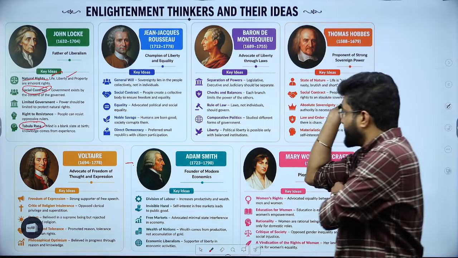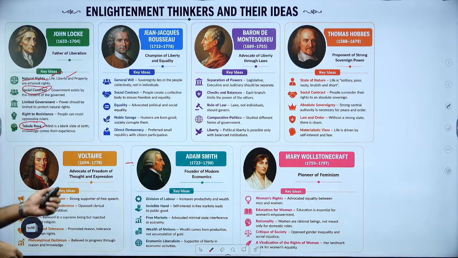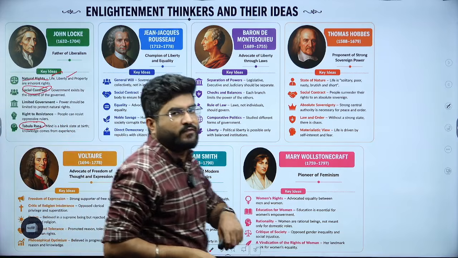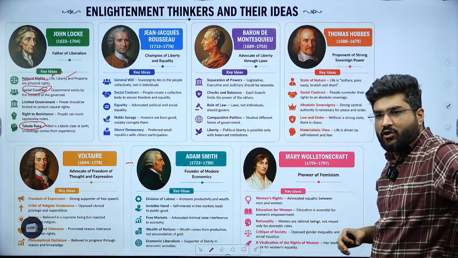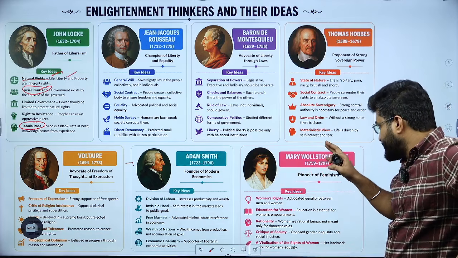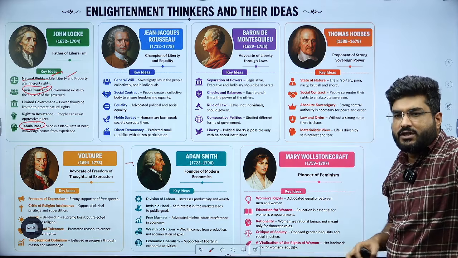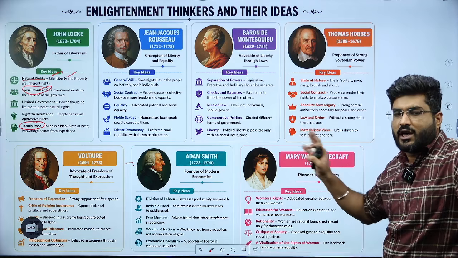He also is a major proponent of social contract theory. Then Voltaire. Voltaire talks about freedom of expression, freedom of religion, freedom of belief. Then Adam Smith, who is founder of modern economics, who talks about free market economy. Then Mary Wollstonecraft. She is a major proponent who was talking about gender equality during the Enlightenment phase.